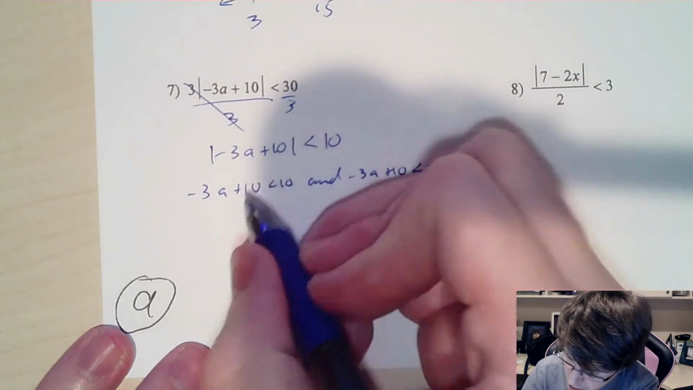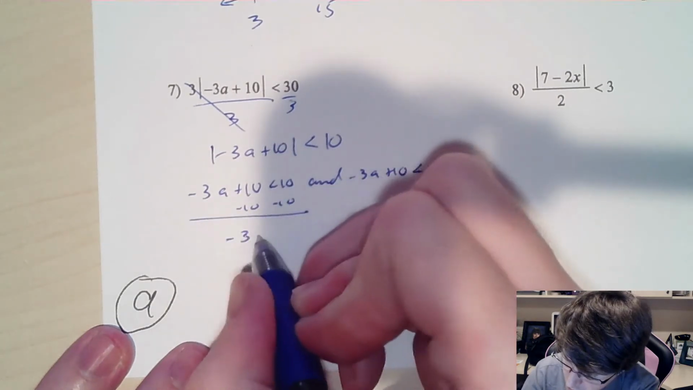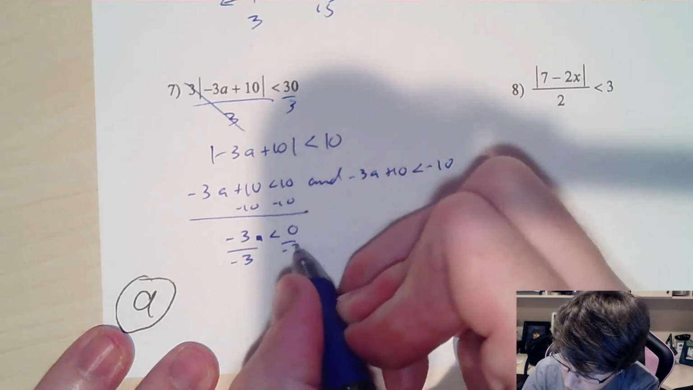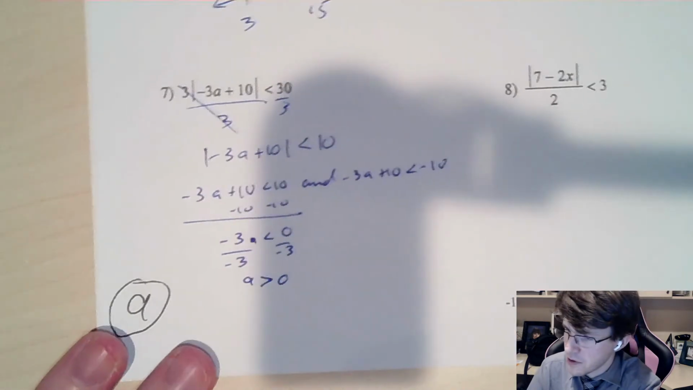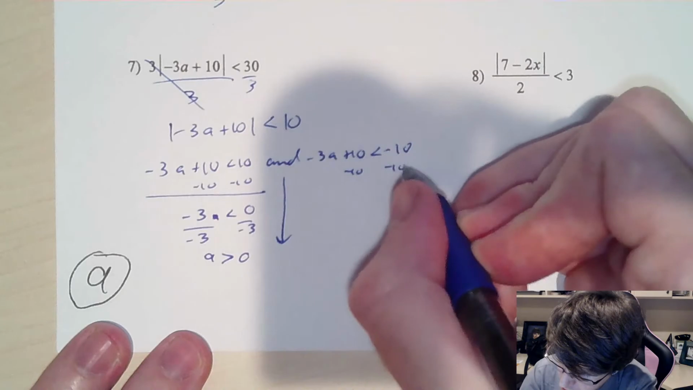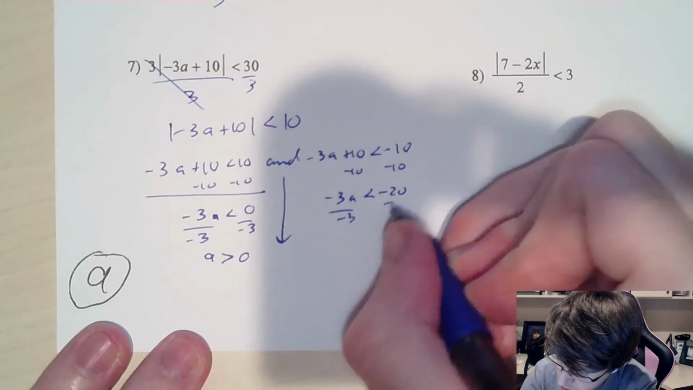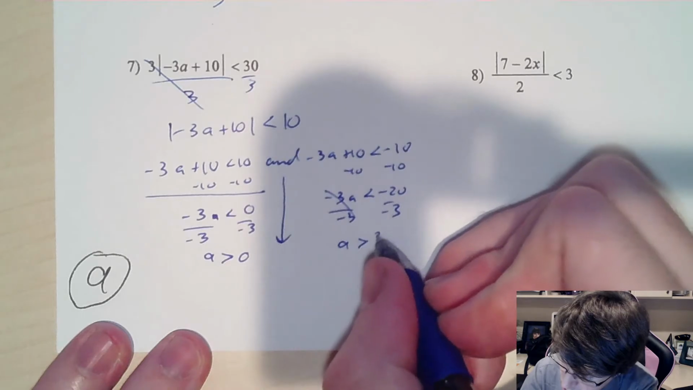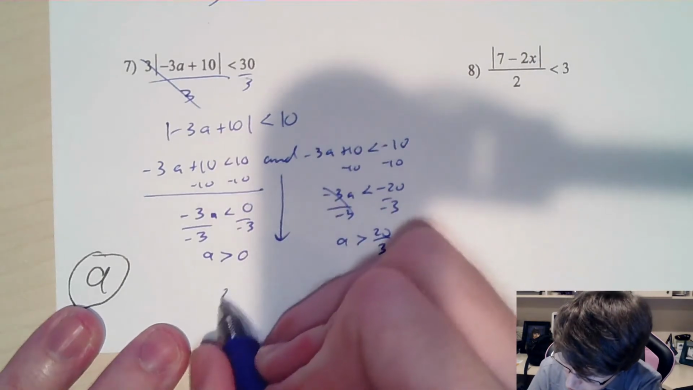Subtract 10 on both sides here. I already started showing work, so I'll show all the work again. Negative 3a less than 0. Divide both sides by negative 3. When you divide by negative, you must flip the sign. A is greater than 0. And subtract 10 on both sides. Negative 3a is less than negative 20. Divide both sides by negative 3. Negative 3's go away. And you get a is greater than 20 over 3, which is just 6.6 repeating.